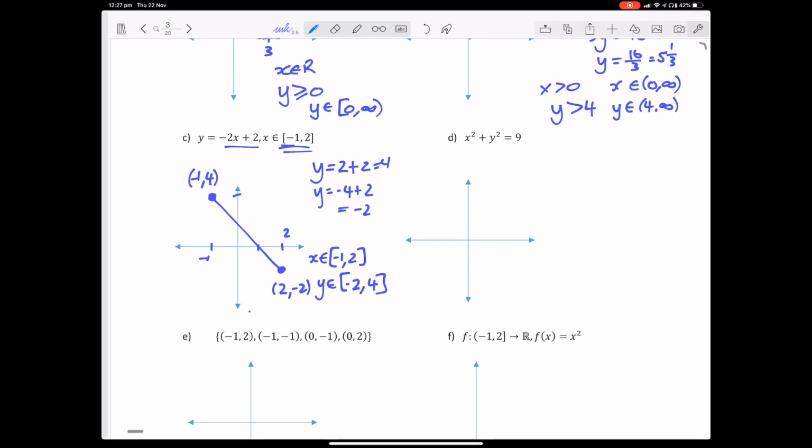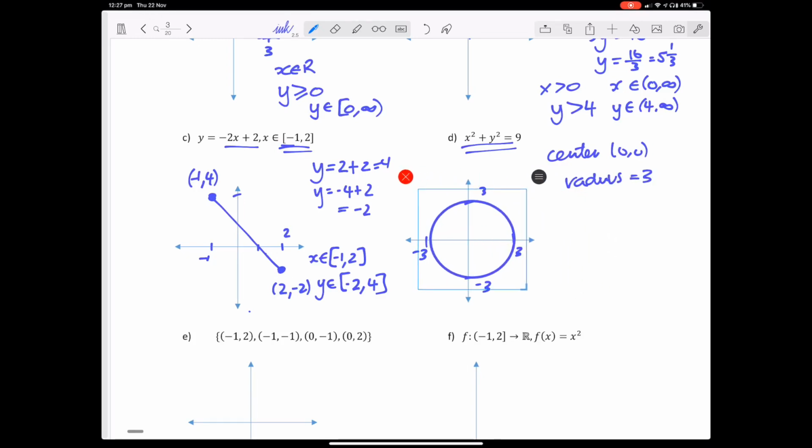Okay, not sure how many of you remember this, but this is a circle. The center is at (0, 0), and it's got a radius of 3. So if we draw this, 3, -3, 3, -3. Let's see if I can get a perfect circle. Not bad at all if I do say so myself.